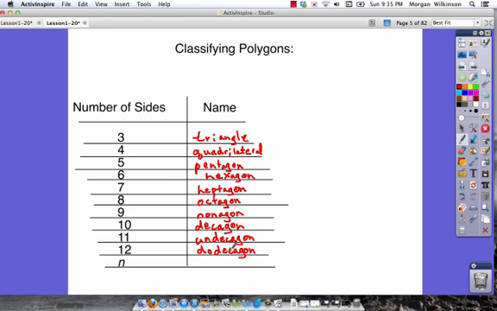Now we typically stop here with our names, because once we have n sides, we call it an n-gon. So, for example, if we had a 120-sided polygon, it would be called a 120-gon. Okay, and you could write out 120 if you wanted to. We'll just use the numbers here, 120-gon. And that's how we can classify polygons by their number of sides. Please pause this video now if you need more time to write these names down.